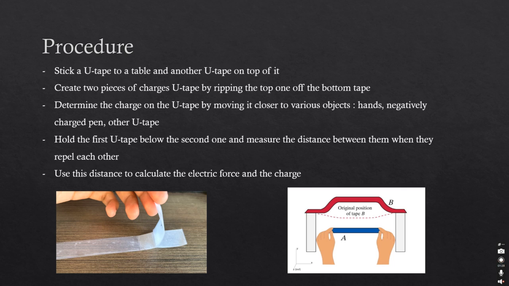For the procedure, first I stuck a piece of tape to a table and another piece of tape on top of it, which is shown in the bottom left picture. Then I created two pieces of charged tape by ripping off the top one from the bottom tape. Then I determined the charges on the tape by moving it closer to various objects such as my hands, a negatively charged pen, and another tape. Then I held the first tape below the second one and measured the distance between them when they repelled each other, and I used this distance to calculate the electric force and the charge.